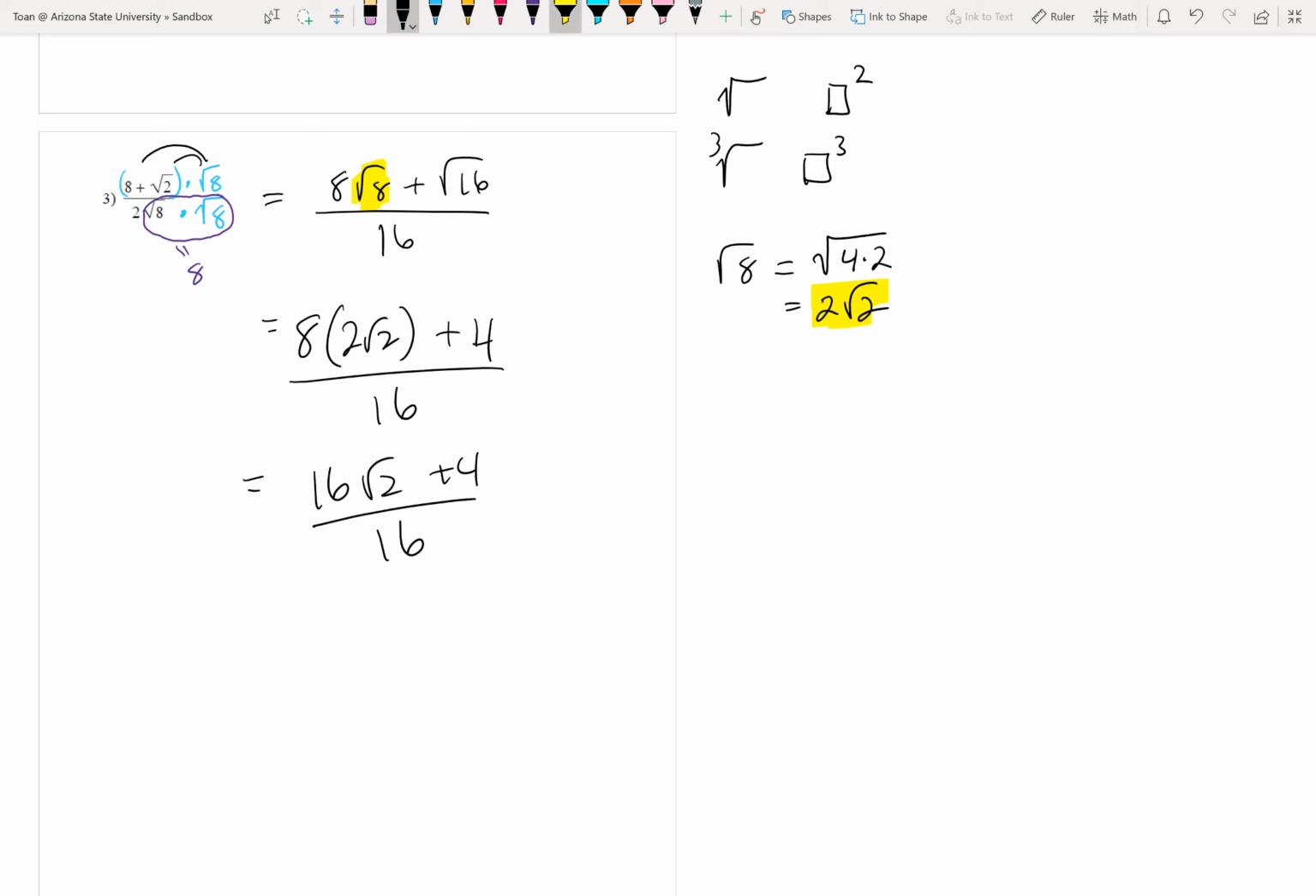16. Now, when it comes time to simplify, if you are simplifying a fraction that has multiple pieces and radicals, you have to look at all of the non-radical pieces. So things are simplifiable if you can reduce every single non-radical expression. In this case, we can divide everything by 4. So that gives us 4 rad 2 plus 1 all over 4. That should be the simplified form for number 3.